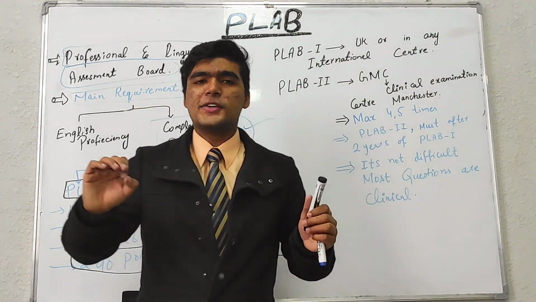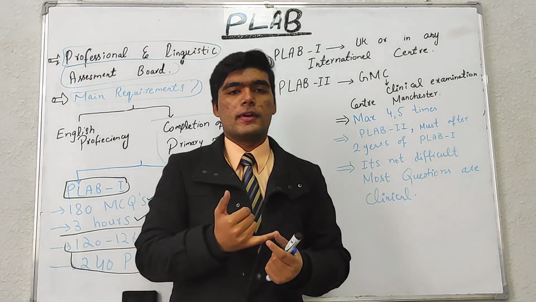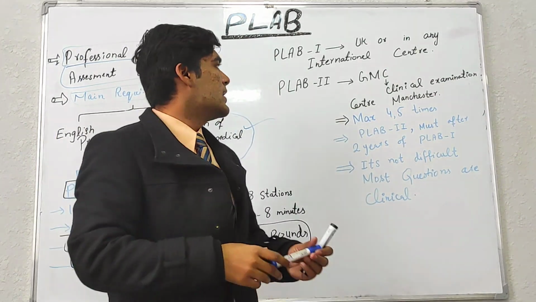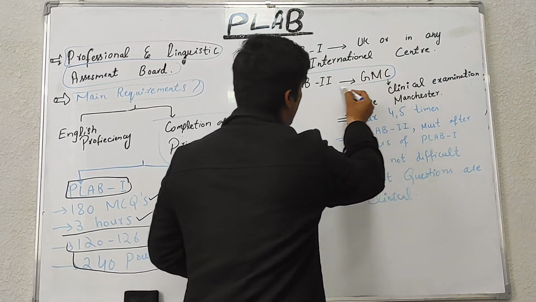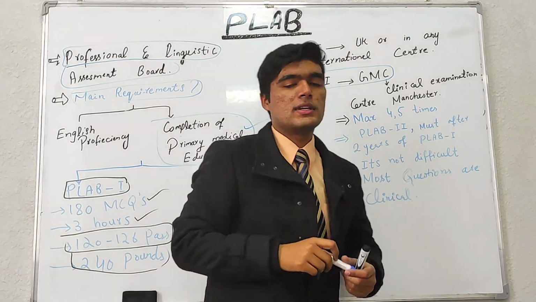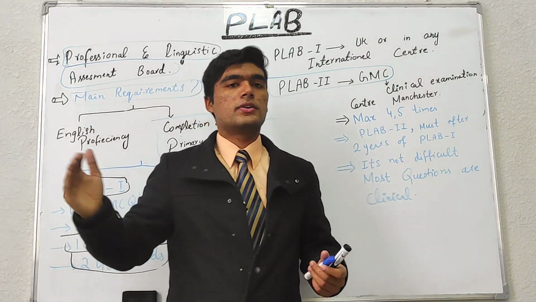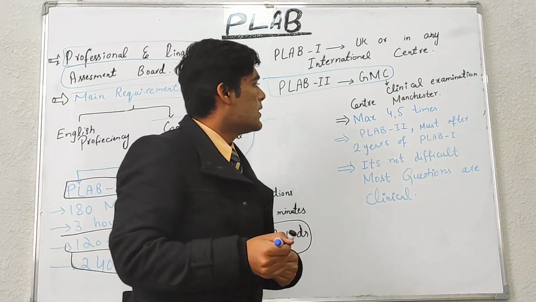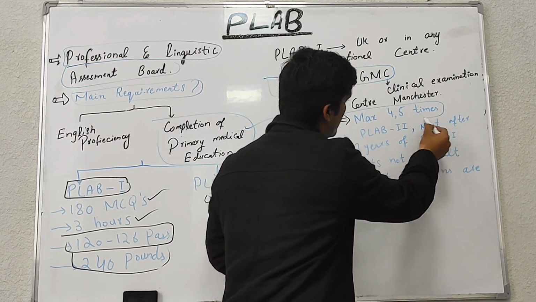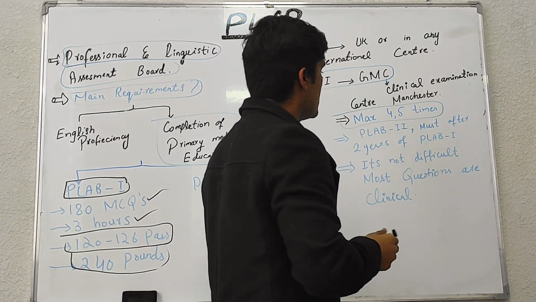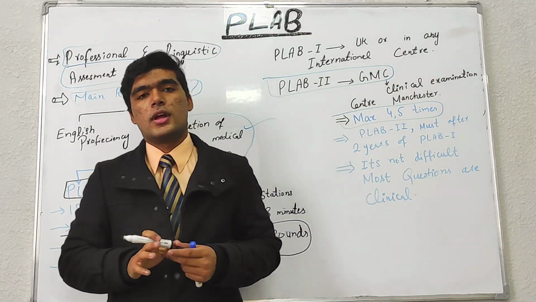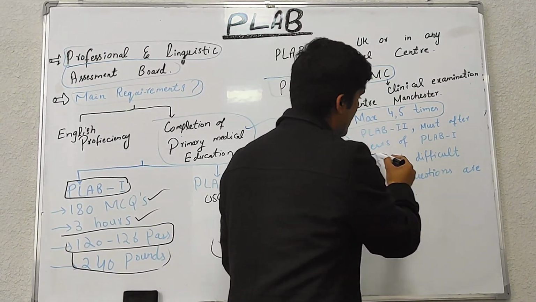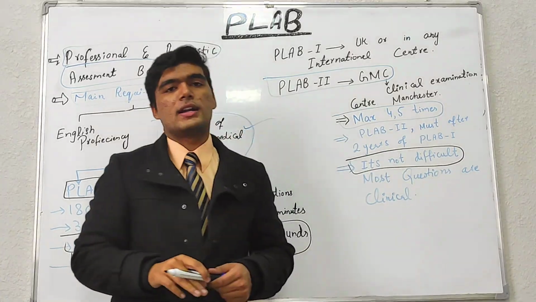PLAB 1 you can apply for in the UK or at any international center, like we have international centers in Pakistan, in India and in Dubai. In the same way we have them in Malaysia and other countries. In the same way for PLAB 2, you have to go to the UK, to the GMC clinical assessment center in Manchester, and you can then proceed to further steps. You can apply and appear a maximum of 4 to 5 times, and after completion of PLAB 1, you have to complete PLAB 2 within 2 years. So it's not very difficult because most of the questions are clinical.